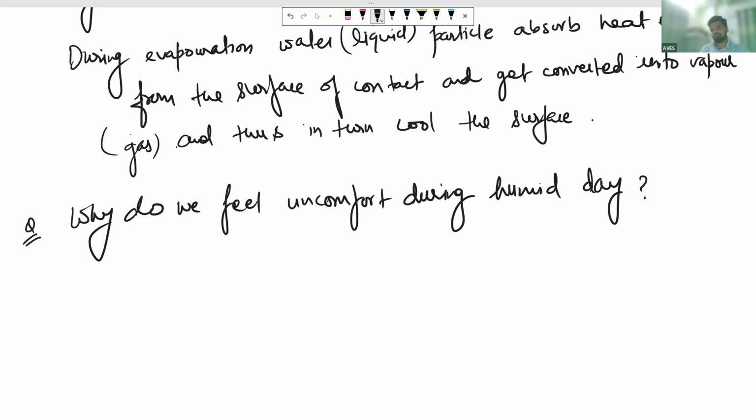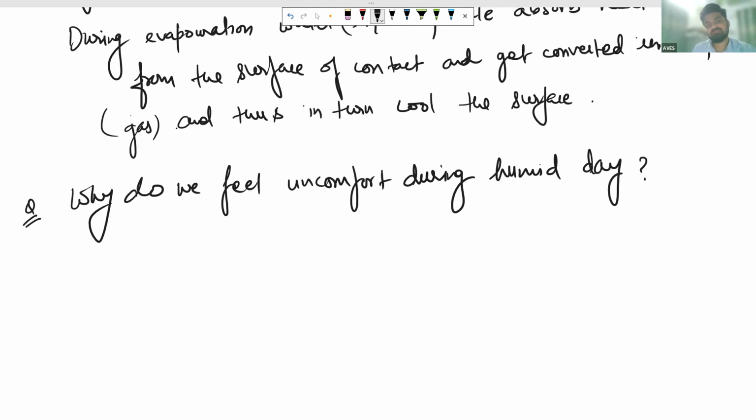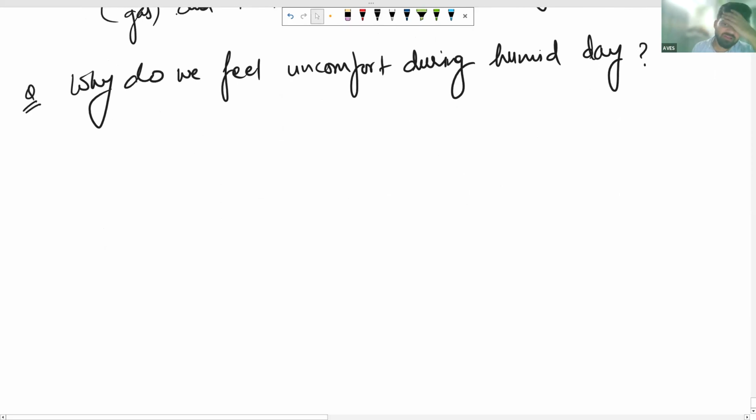Humidity is uncomfortable because it holds the moisture to our body, which does not allow our body to cool itself. The sweat produced in our body also cannot evaporate easily since the water vapor is present. Any other answer? It holds moisture in our body and it does not allow us to cool.